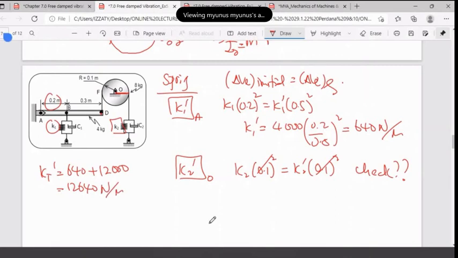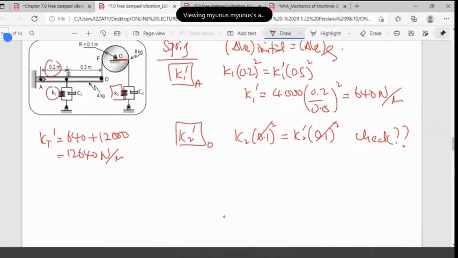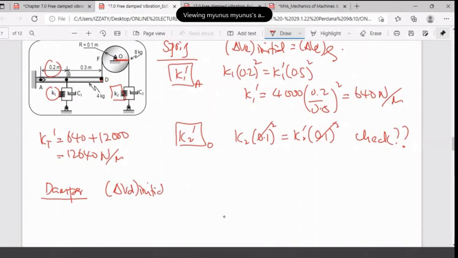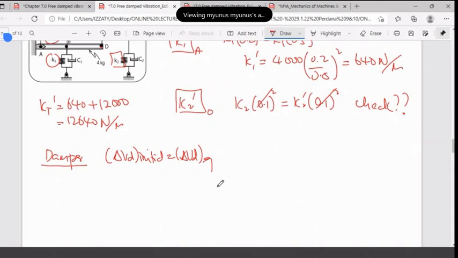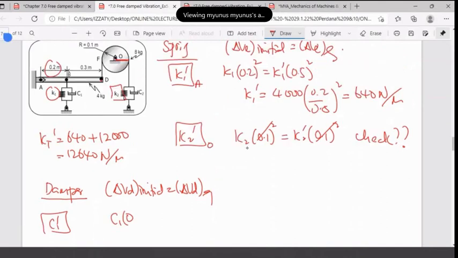Last but not least, you do all the transfer work, one time. This one, the damper. The equation uses delta VD initial equal to delta VD equivalent. Then we focus on C1 prime. The actual C1 multiplied by the actual length of 0.2 to the power of 2 equals C1. You move C1 to become C1 prime, you move to 0.5, the new distance here.